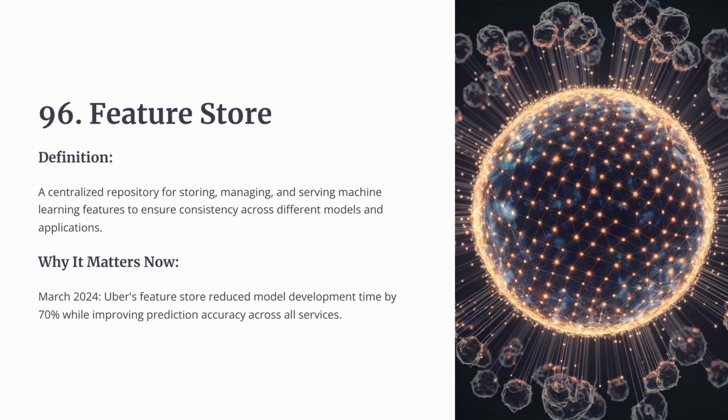A feature store is a centralized repository for storing, managing, and serving machine learning features to ensure consistency across different models and applications. Imagine a central kitchen that supplies perfectly prepared ingredients to thousands of restaurants. Uber's breakthrough means AI developers can grab pre-prepared features like chefs grabbing pre-chopped ingredients. It's making AI development 70% faster while improving the final results.